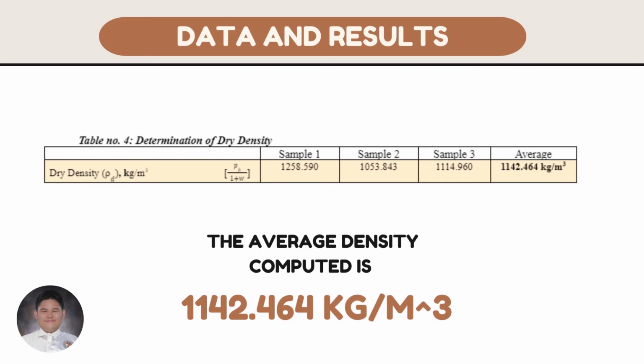Lastly, the average dry density computed is 1,142.464 kg per cubic meter. That is based on the formula, which is the quotient of bulk density and the sum of water content and the value 1. Overall, the desired goals were achieved and the values of densities were determined with the help of the sand cone method in accordance with ASTM D1556-00.